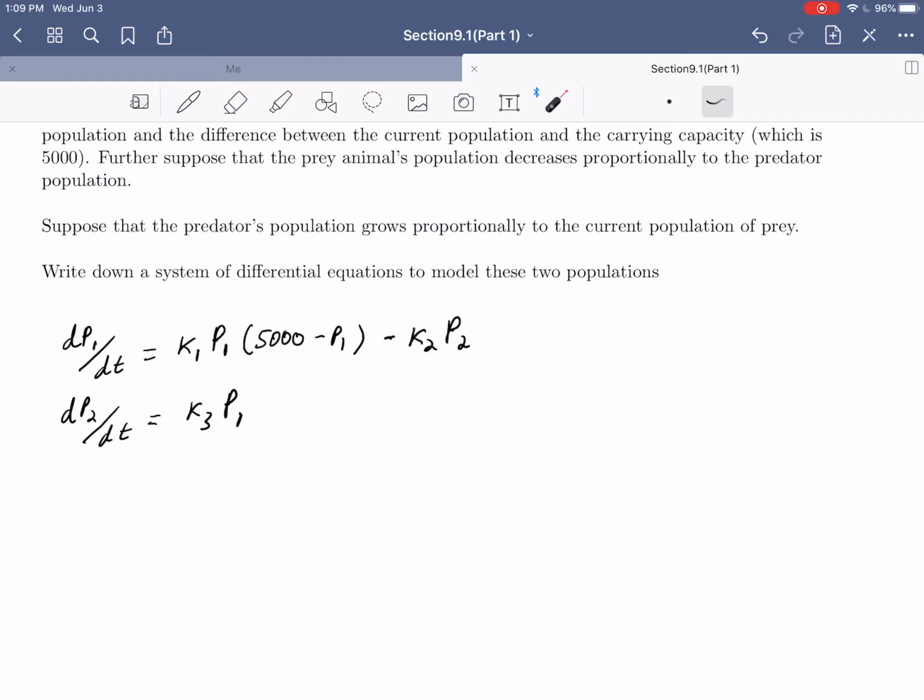Now, this is only one example of a simple predator-prey model, and we'll take a look at some other ones as we start to learn how to solve these systems. But I just wanted you to see an application of systems of differential equations, and also to remind ourselves a little bit about modeling with differential equations.